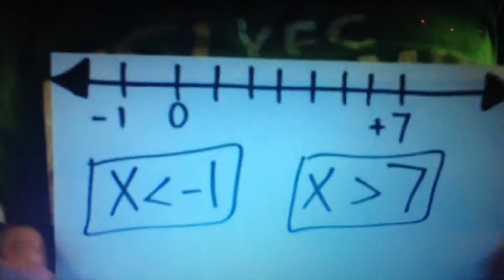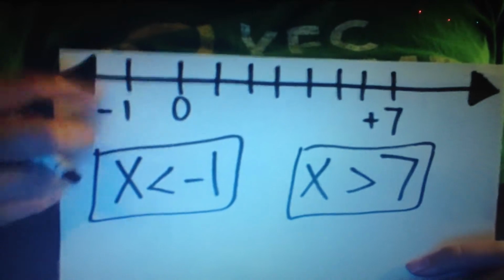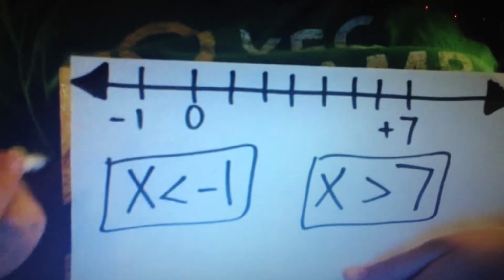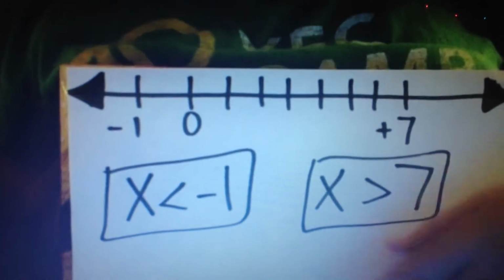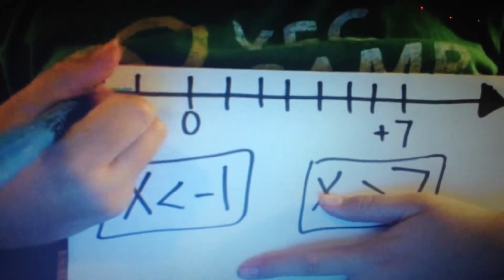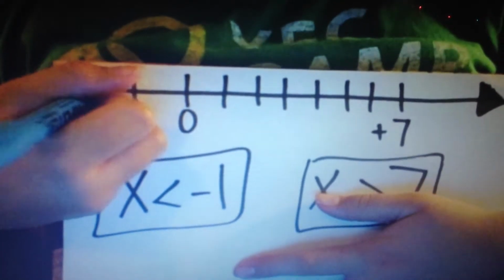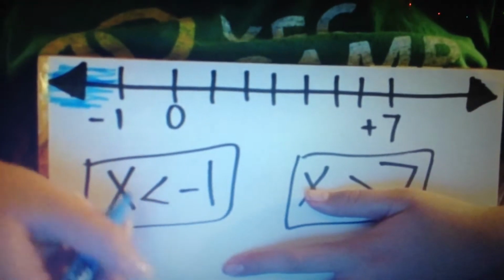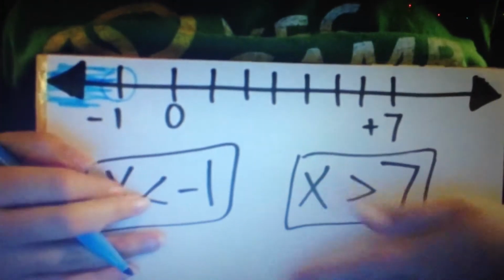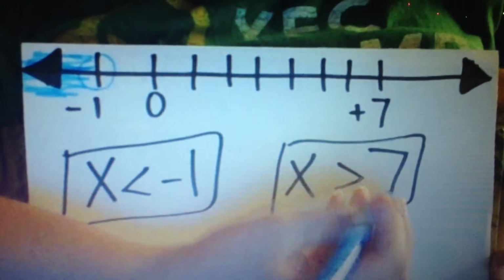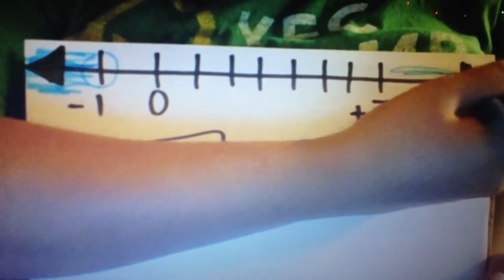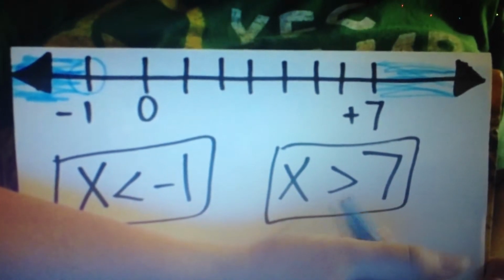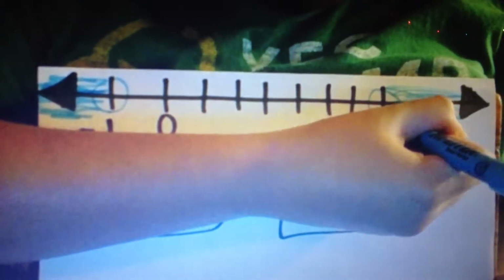I have already pre-made the graph, and I have the negative 1 right here and the positive 7 right here. So since the less than symbol is pointing to the left, you want to shade to the left. And since it's a less than symbol and not a less than or equal to, it's going to be an open circle. Since the greater than symbol is pointing to the right, you want to shade to the right. And also because it's a greater than and not a greater than or equal to, it is also going to be an open circle.